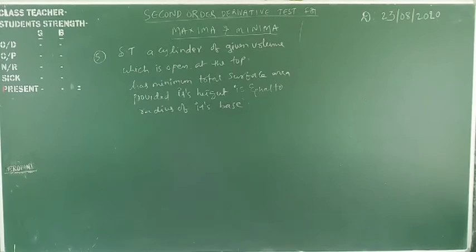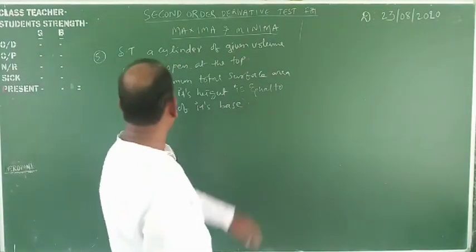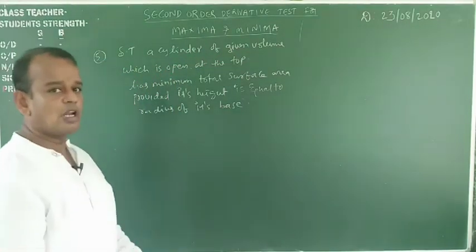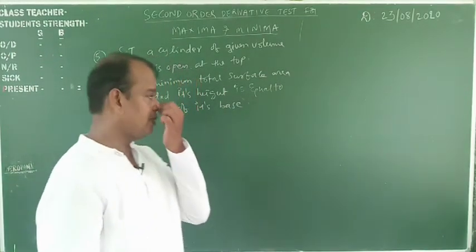Okay, my dear students, we are going to the next problem. What is the next problem? Show that a cylinder of the given volume. The volume is given. The cylinder volume, you know that, is pi r square h. Okay, no problem at all.